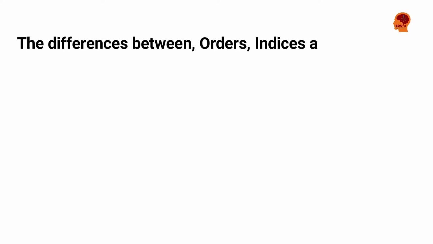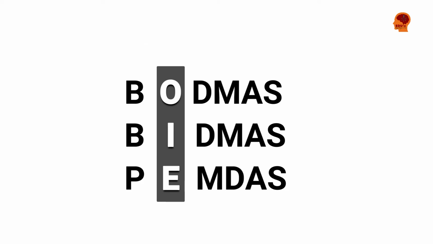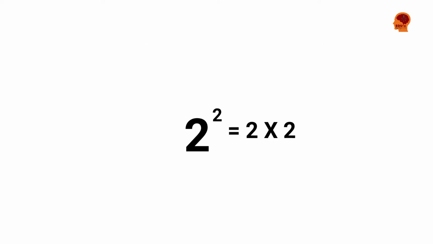Alright, so let's know the differences between orders, indices, and exponents. These are the second letter of the acronyms. In mathematics, orders, indices, and exponents are the little raised integers that express powers. For example, when you have 2 raised to power 2, it means 2 times 2. The power 2 is what we call the index or indices.